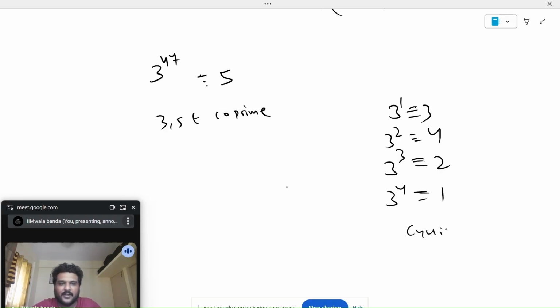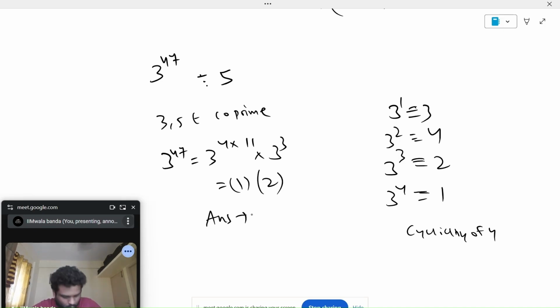So cyclicity of 4. So 3 to the power 47 can be written as 3 to the power 4 into 11, 44, into 3 to the power 3. And this is taken care of, 1. And this is 2. So answer is 2. Got it?